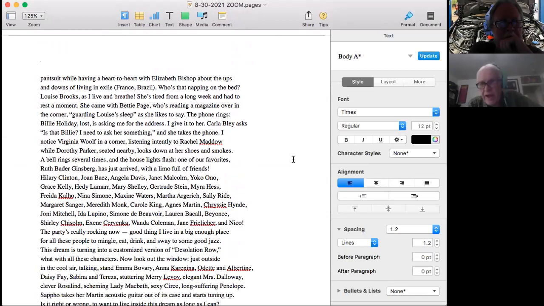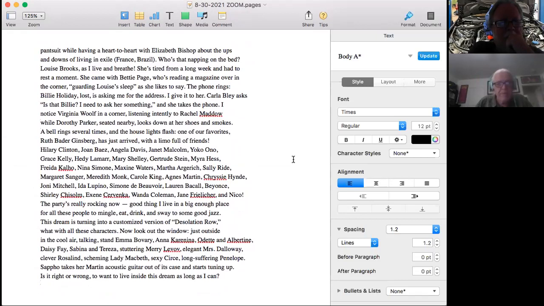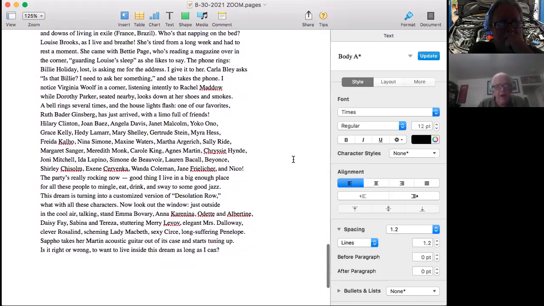Who's that napping on the bed? Louise Brooks, as I live and breathe. She's tired from a long week and had to rest a moment. She came with Bettie Page, who's reading a magazine over in the corner, guarding Louise's sleep, as she likes to say. The phone rings. Billie Holiday, lost, is asking me for the address. I give it to her. Carla Bley asks, is that Billie? I need to ask her something. And she takes the phone. I notice Virginia Woolf in a corner, listening intently to Rachel Maddow, while Dorothy Parker, seated nearby, looks down at her shoes and smokes. A bell rings several times and the house lights flash.